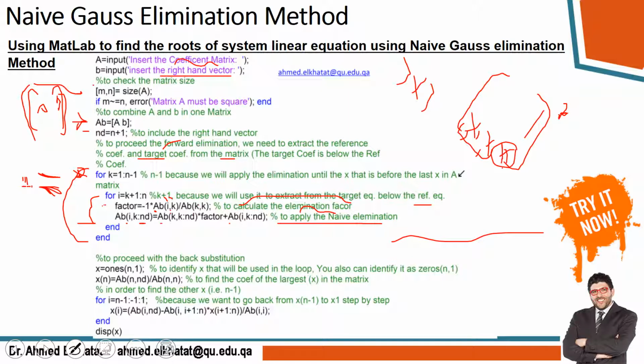Now we want to go again for the back substitution. In order to do the back substitution, we first have to create a matrix. This matrix is ones for n, so it will be all 1, because you can't do substitutions with a matrix that doesn't have the same size as your own matrix. So this is to identify x that will be used in the loop. You can identify it as 0, or you can use 0 or 1.